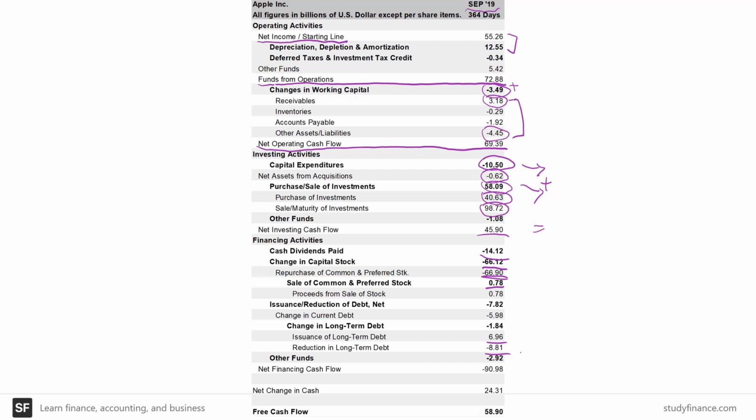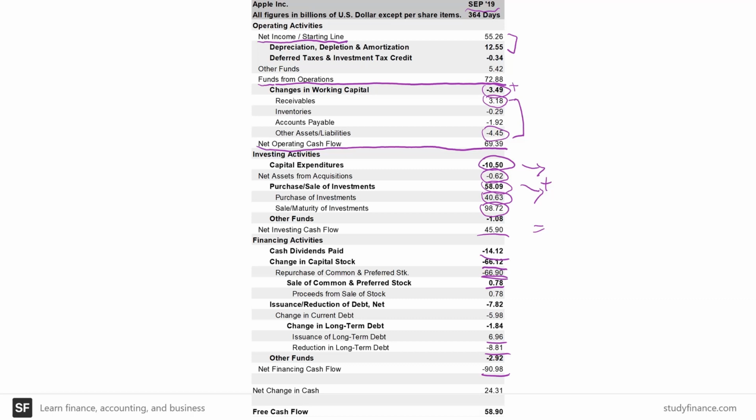They may want to refinance old debt at a lower interest rate, or the reduction in long-term debt was a result of amortization schedules in which a portion of principal is paid off over time. These items get us to a net financing outflow of 90.98 billion, and this large outflow makes sense for a mature company such as Apple, since their focus at this stage is to return value to shareholders through share buybacks and dividends.